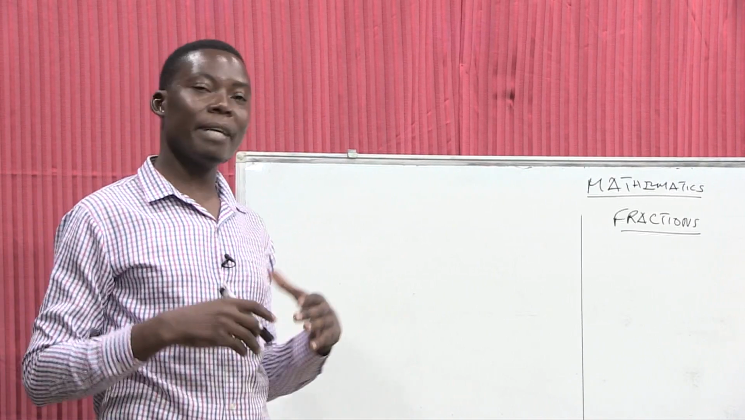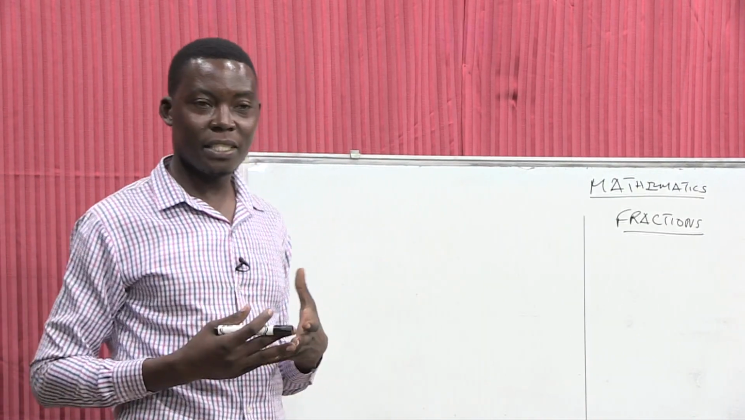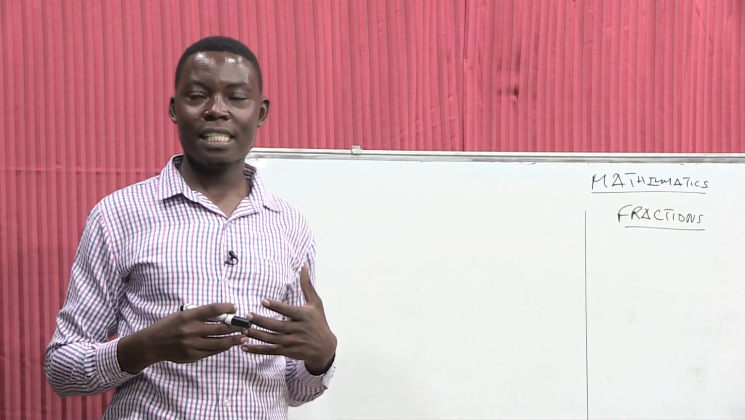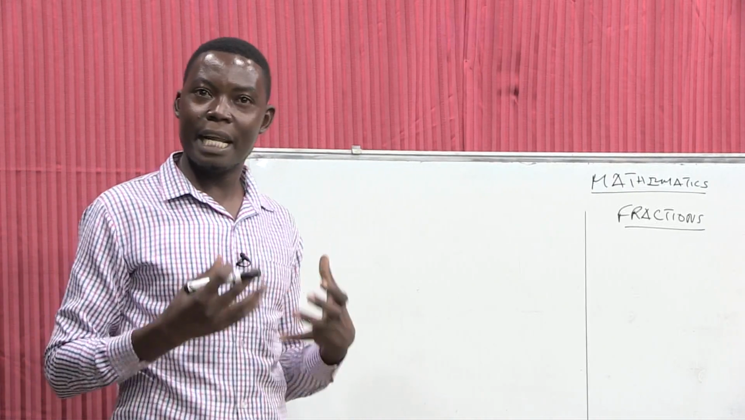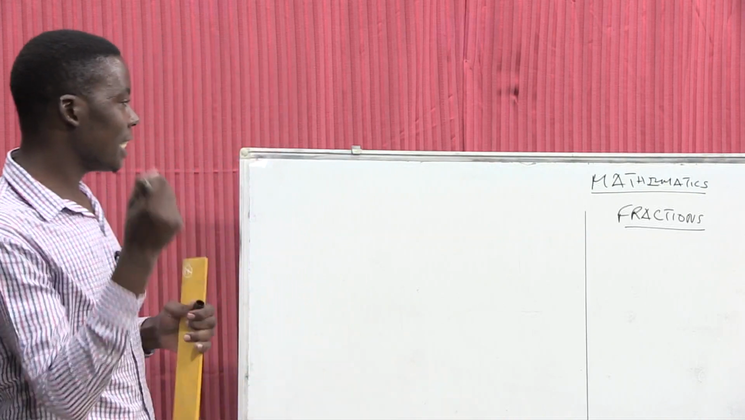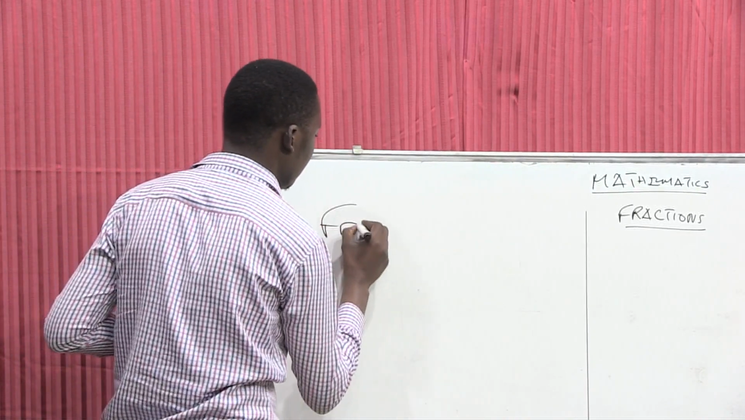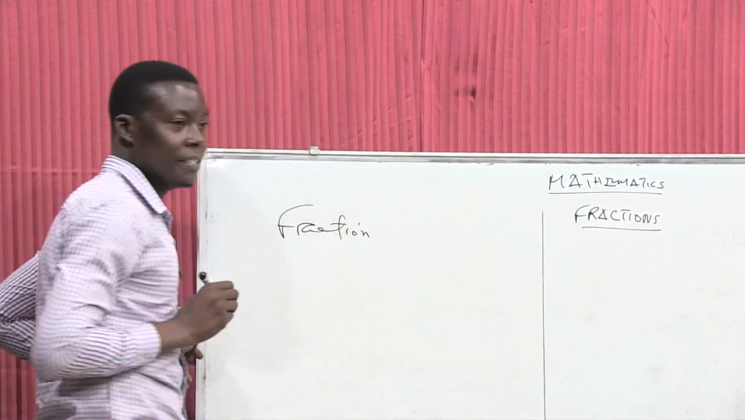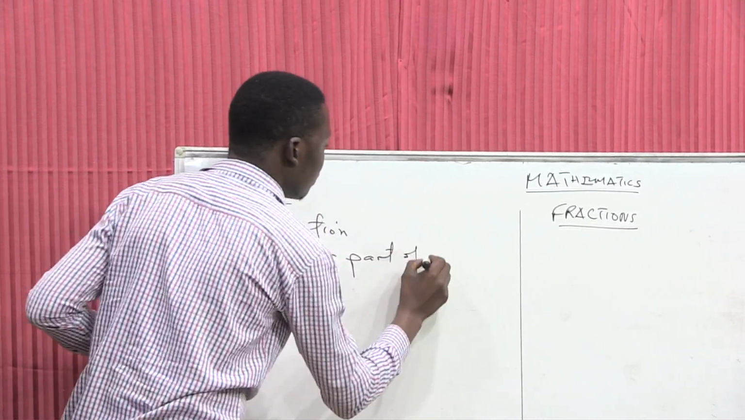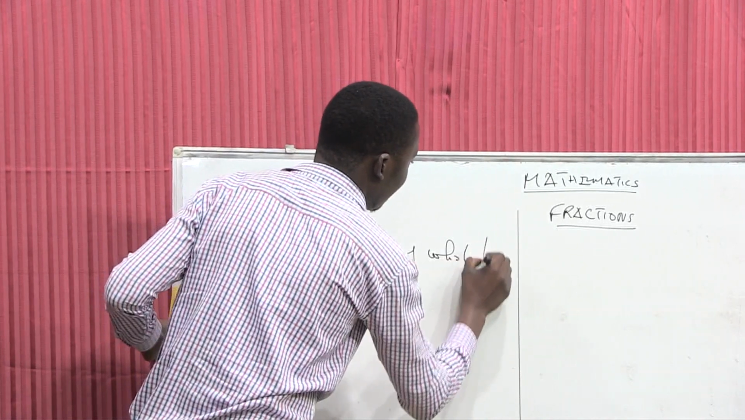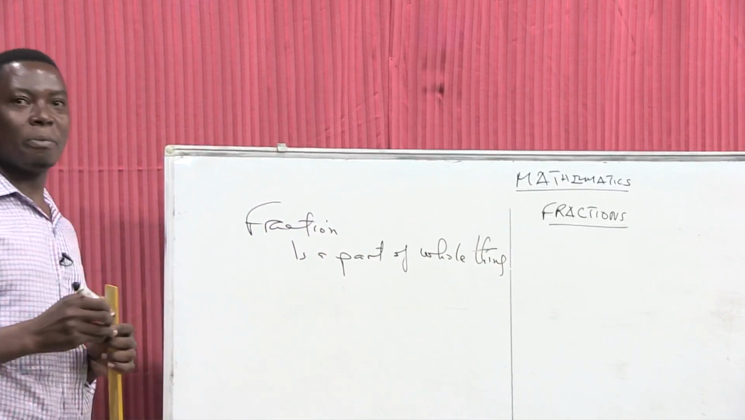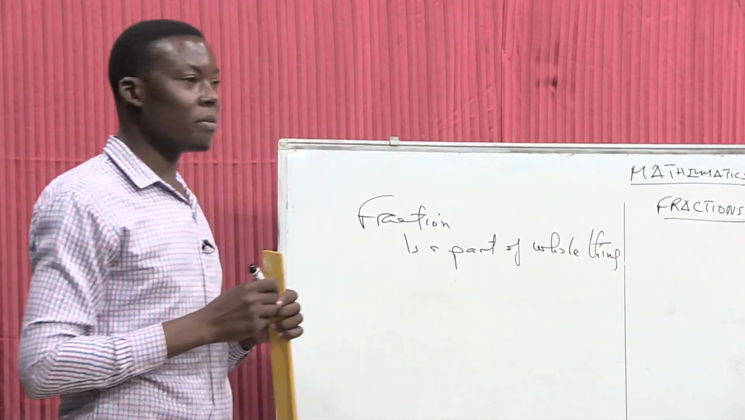Fraction, the meaning first. Let us discuss the meaning of fraction and the application of fraction. We will see types of fraction, naming of fraction, and the operation of fraction. Fraction, we say a fraction is a part of a whole thing or object. It is a part of something.